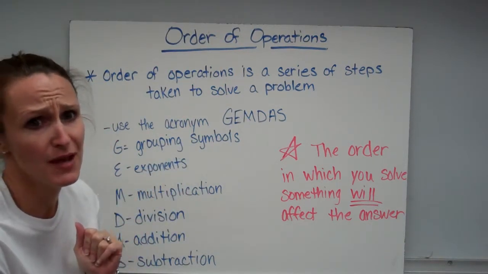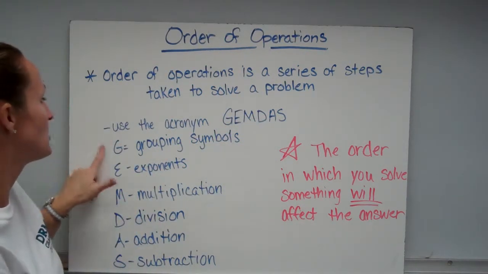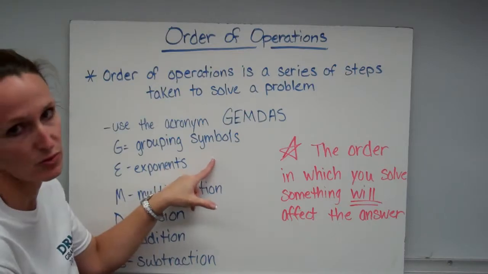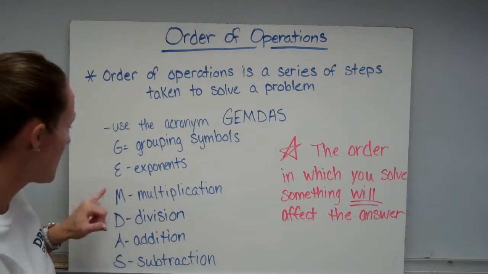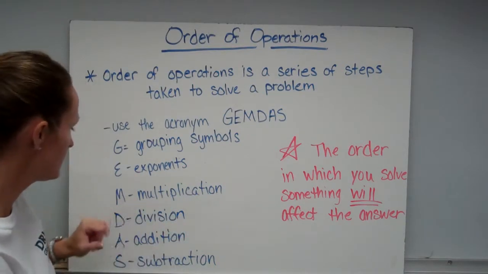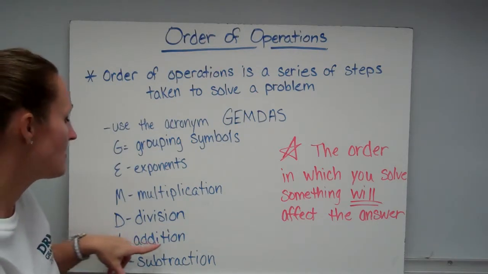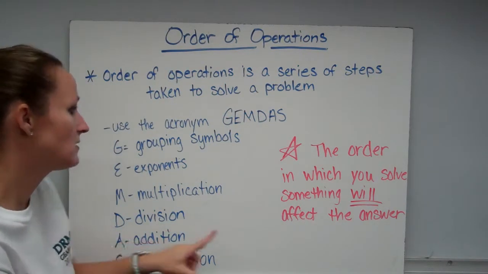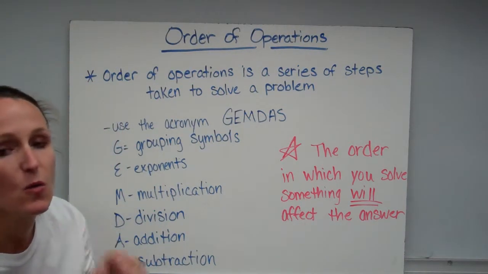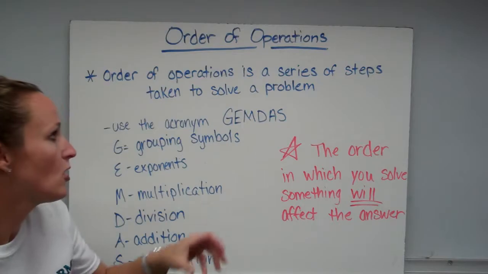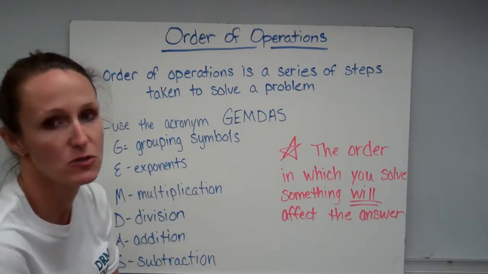It used to be called PEMDAS, but they've now changed it to GEMDAS. What does GEMDAS stand for? G stands for grouping symbols. E stands for exponents. M stands for multiplication. D stands for division. A for addition. And S for subtraction. The order in which you solve something will affect the answer. So if you solve something using GEMDAS and your friend does not, you can get two different answers.